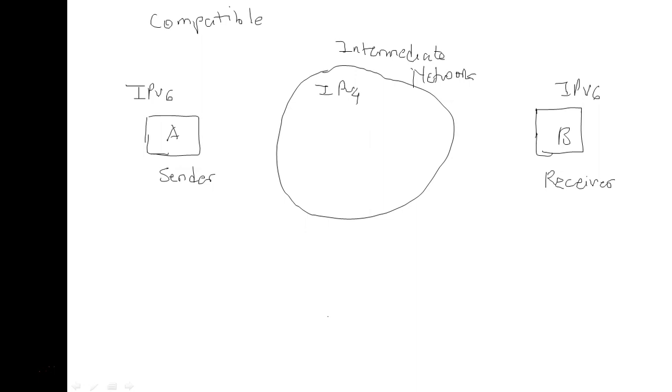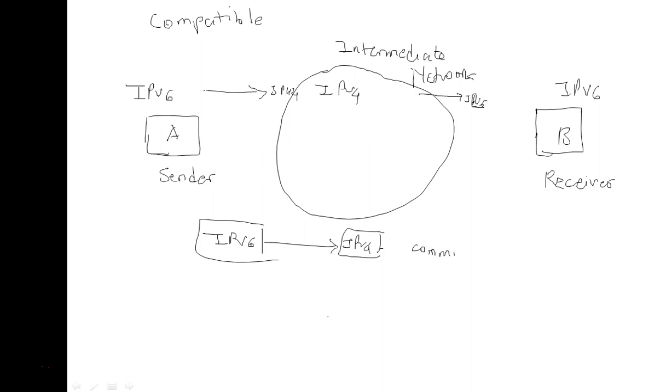To make the communication happen, the IPv6 address is to be transformed into IPv4, and here at this stage IPv4 is to be transformed into IPv6. Means IPv6 will transform into IPv4 and communication happens. Okay, that is about the compatible addresses.